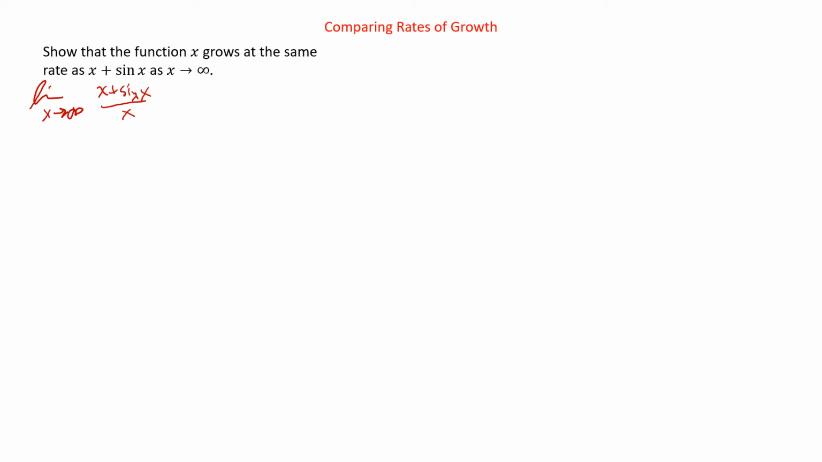So how do we find the limit here? We're not going to factor stuff out. If we use L'Hopital's rule and find the derivative, we'll have 1 plus cosine x over 1 as x goes to infinity. That doesn't have a limit. So what can we do? We can split this up. We can make this the limit as x goes to infinity of x over x plus sine x over x, which is 1 plus sine x over x.